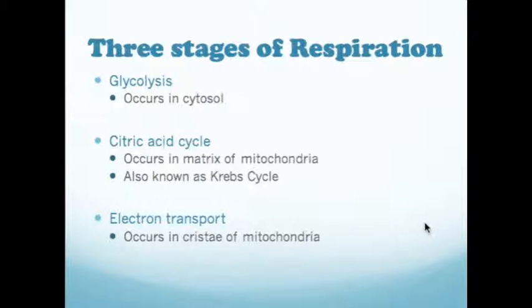There are three stages of cellular respiration. The first stage is glycolysis, where glucose is broken down into pyruvate, and this occurs in the cytosol. The second stage is the citric acid cycle, or the Krebs cycle, and this occurs in the matrix of the mitochondria. This process is all about converting the rest of the broken down glucose into carbon dioxide and releasing hydrogen carrying molecules.